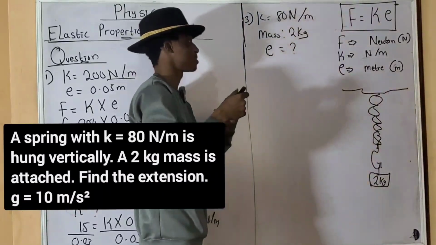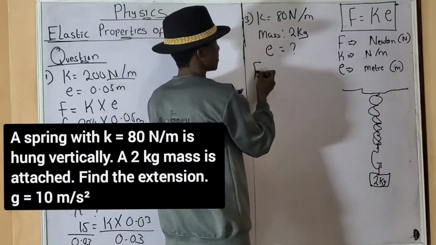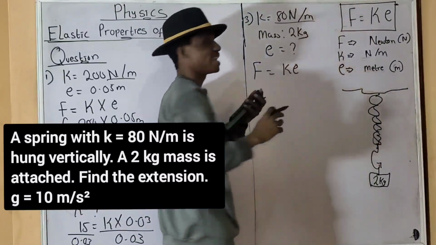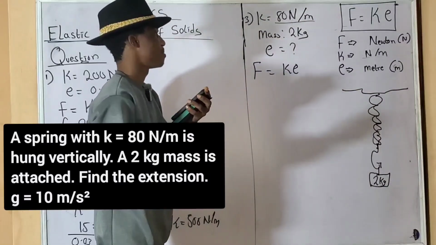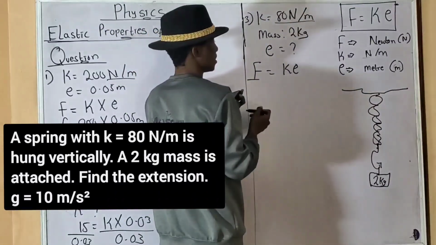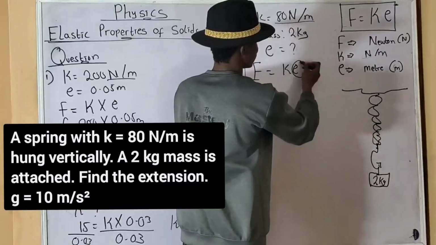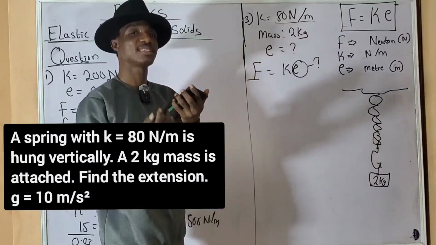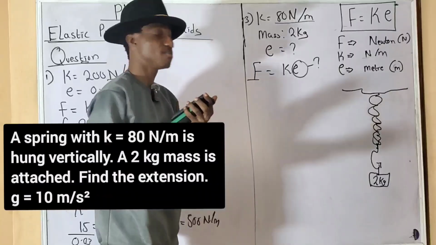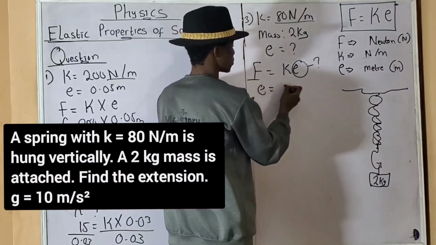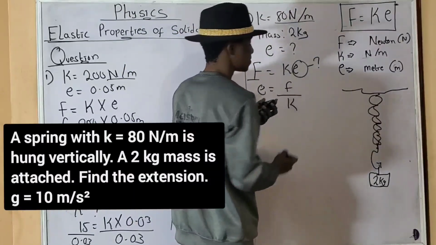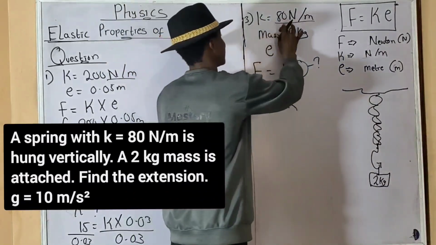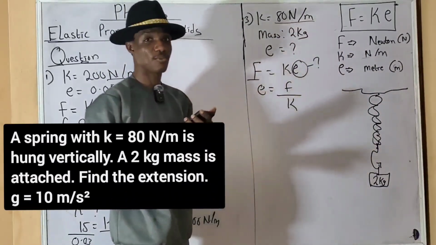Now listen to me. We all know that we have F equals K E. Here we know the elastic constant, are you getting it? But we don't know the value of the force. Also, we are looking for the value of E. How can we get the value of E? We can't get the value of E without knowing the force, because E will be equal to force over the spring constant, or the elastic constant. And the elastic constant is 80 Newton per meter. So how can I get the force?